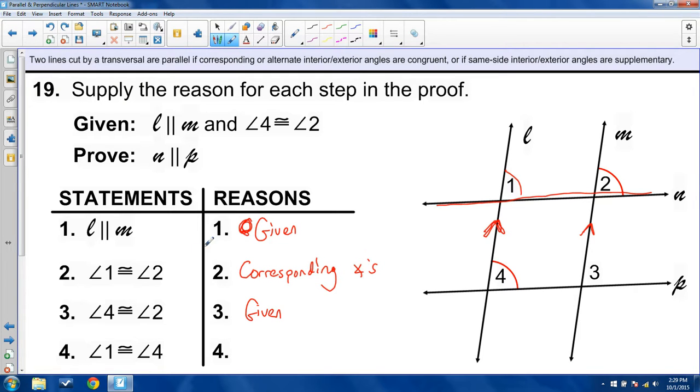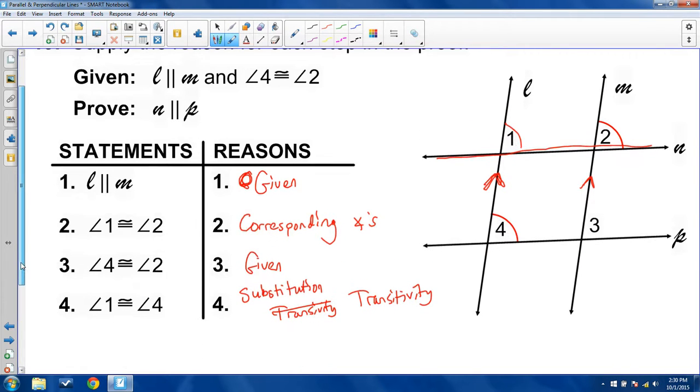That's the postulate, though. Angle 1 is congruent to angle 4 now also because angle 2 is congruent to angle 4. So if angle 2 is congruent to angle 4 and angle 1 is congruent to angle 2, then angle 1 can be congruent to angle 4. You could either say substitution or the transitivity property of congruence. So substitution property of congruence or transitivity. Either one would seem to fit here. Transitivity. There we are.